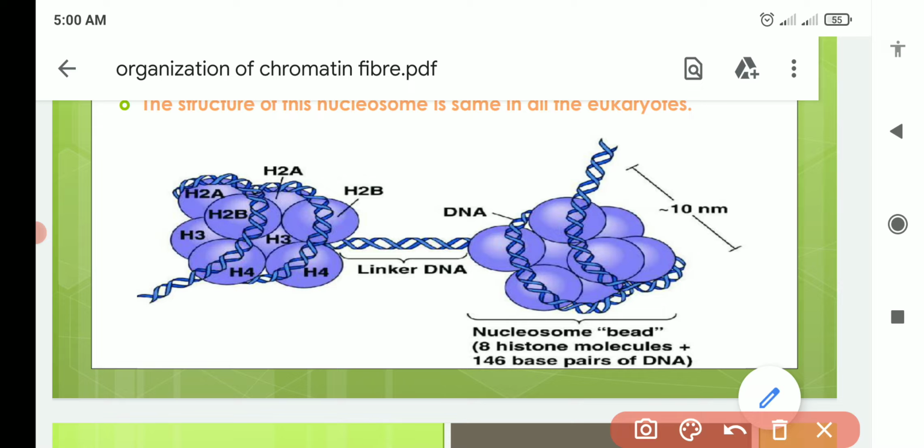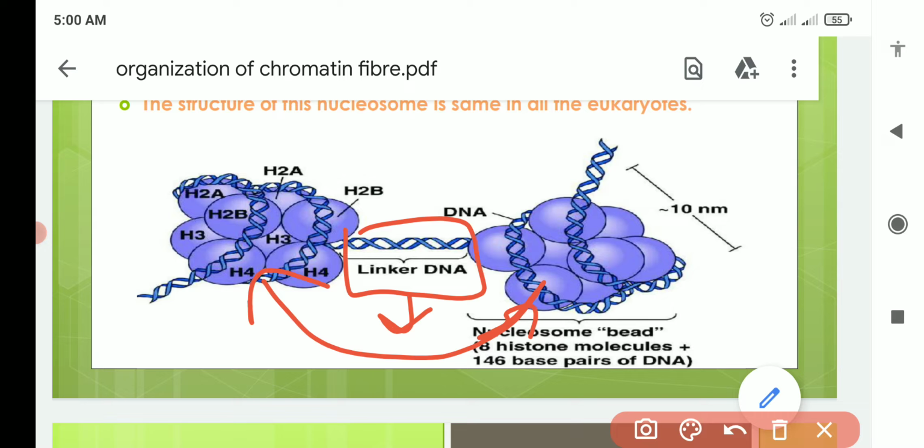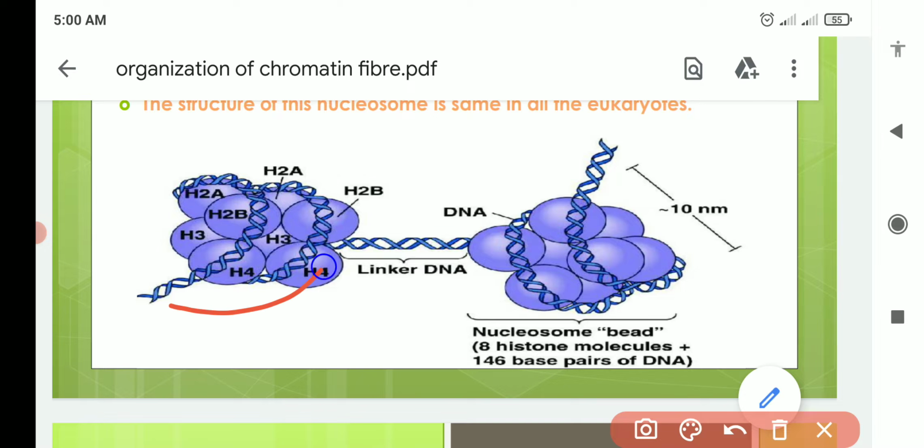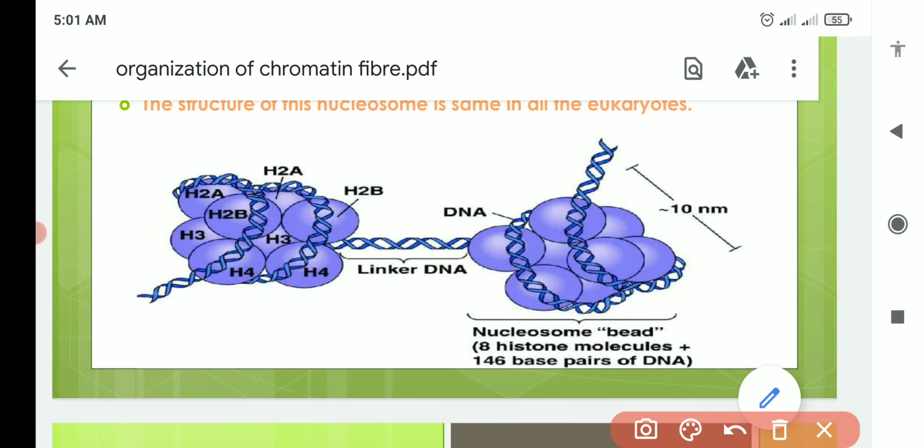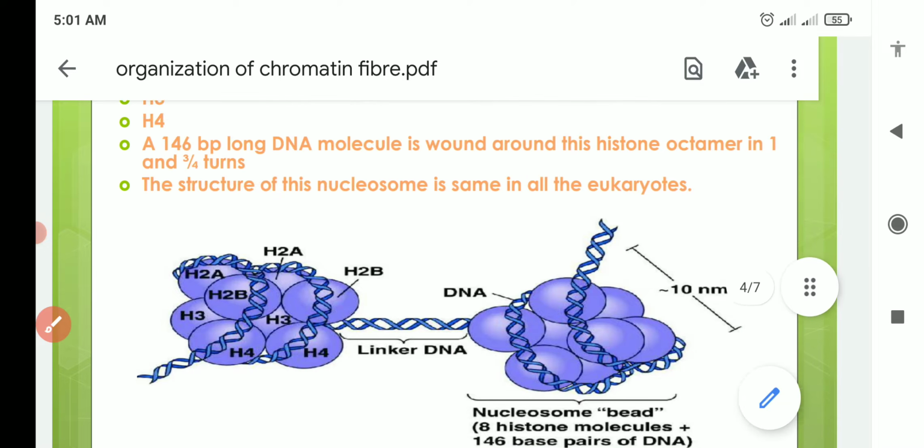Linker DNA is present between two histone octamers, and its work is joining two successive nucleosomes. That's why it looks like beads on a string. It looks like a string, and these octamers look like the beads. So it ultimately gives the beads on a string appearance.